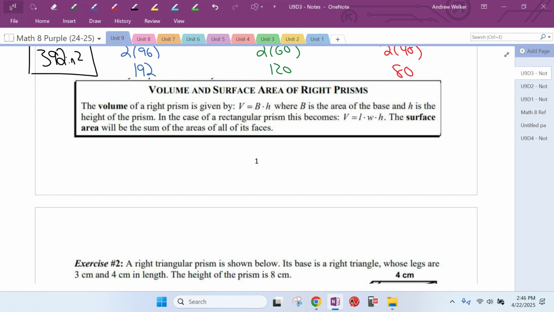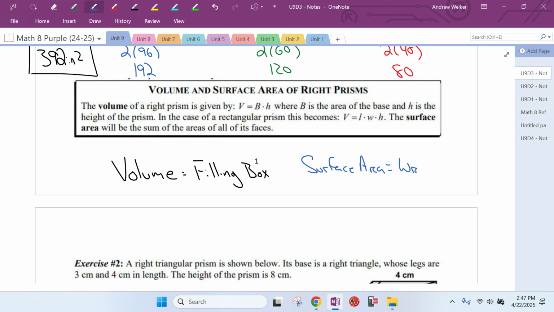The surface area, on the other hand, again, is covering or wrapping the box, and we have to come up with the area of each individual face and then add them together. So again, we're going to do this one more time. Volume, I think of filling the present, or filling the box, right? And then surface area, we are wrapping the box. So what's inside is my volume. What's on the outside is the surface area.